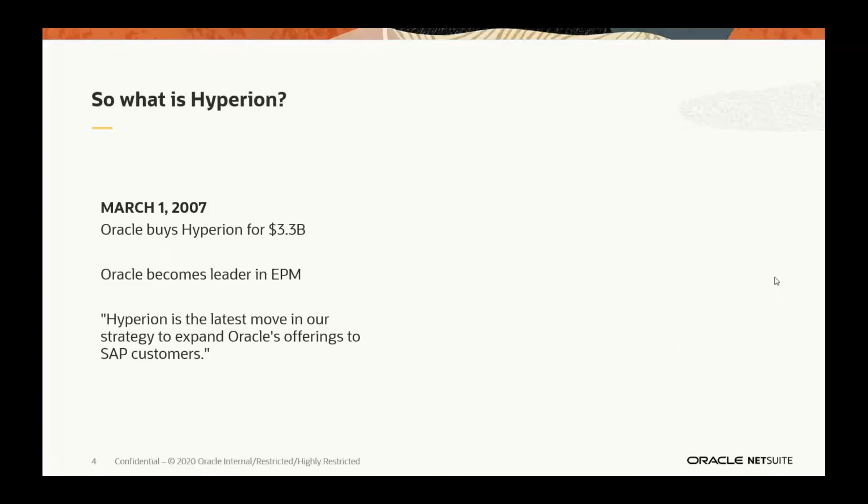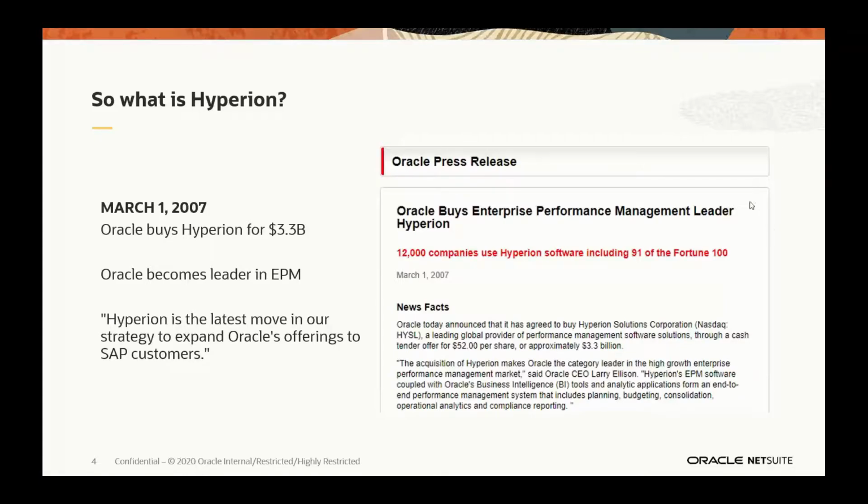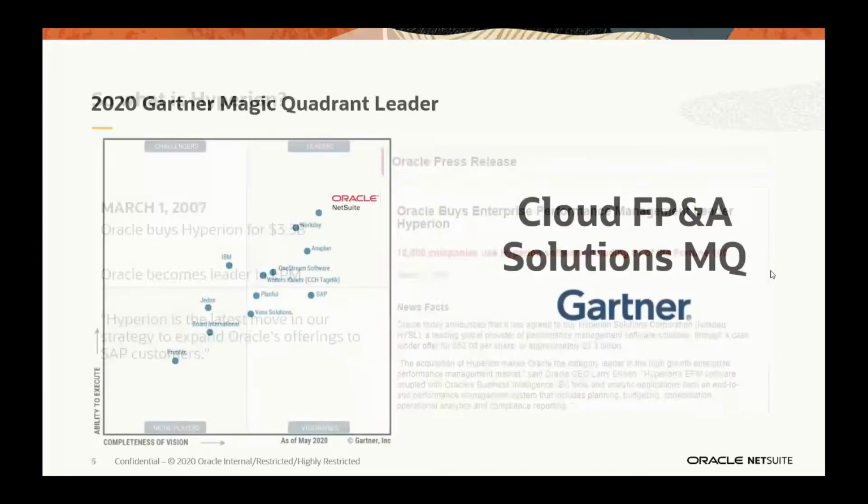Now, what is Hyperion? Hyperion was acquired by Oracle back in 2007 for $3.3 billion and immediately became the leader in EPM, Enterprise Performance Management Solutions. Now this was a land and expand strategy against SAP, who only had a general ledger offering at the time, meaning that this was a market space that was completely open and something that Oracle took advantage of.